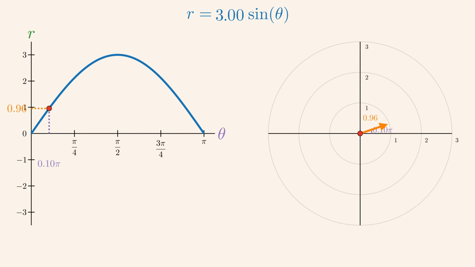Then we move to an angle of 0.12 pi, where r is 1.15. So the vector on the polar plane has a length of 1.15 at an angle of 0.12 pi. And we transfer this point from Cartesian to polar. Next we move on to pi by 4 and transfer the point again. We continue to do this for many other sampled points along the curve.